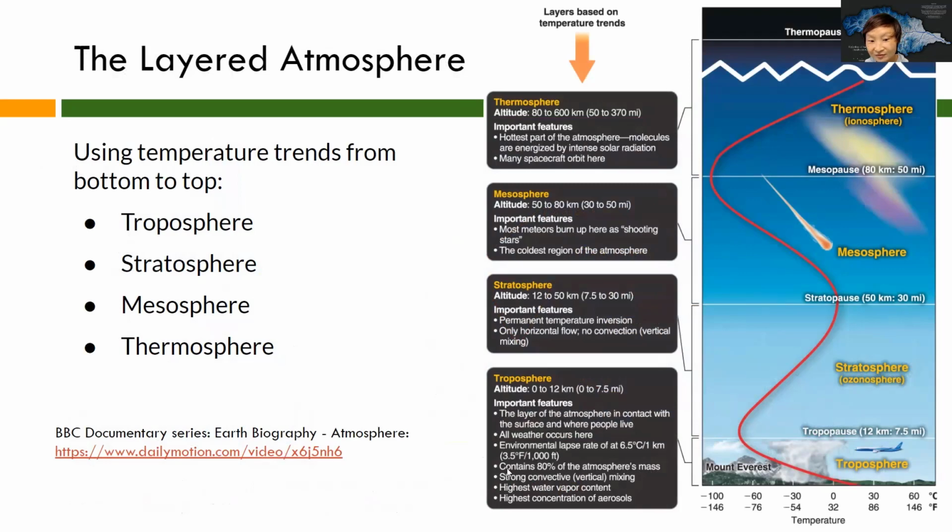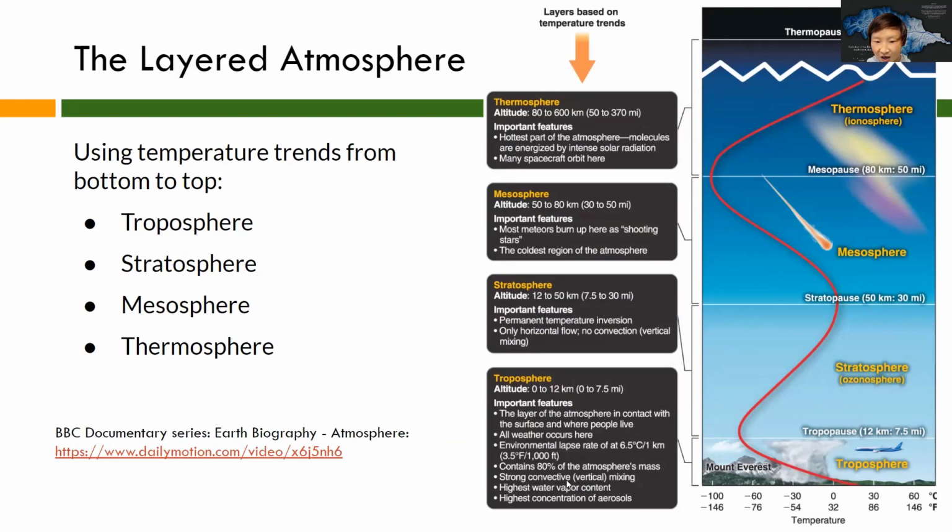And important features. This picture is from your book. In your book, please make sure to read carefully about this part. So, important features: the layer of atmosphere in contact with the surface, where people live. All weather occurs here. So we see snow, we see hurricane, we see winter storm, we see wind. We see a lot of weather events. They all happen in our troposphere. Why?